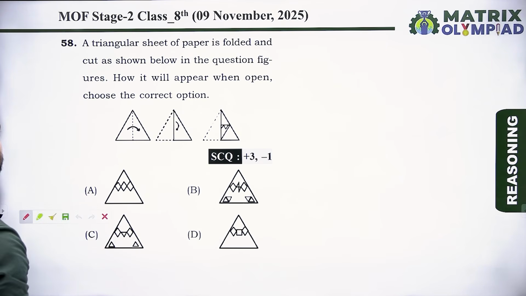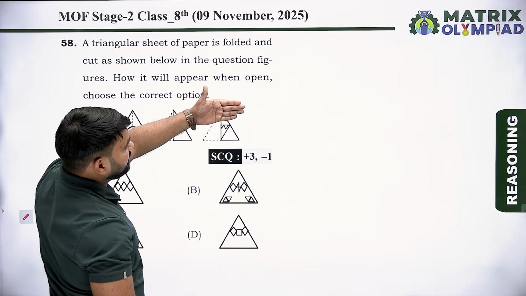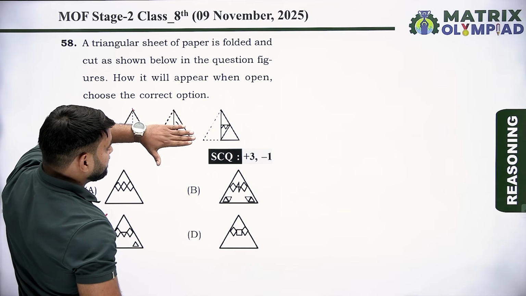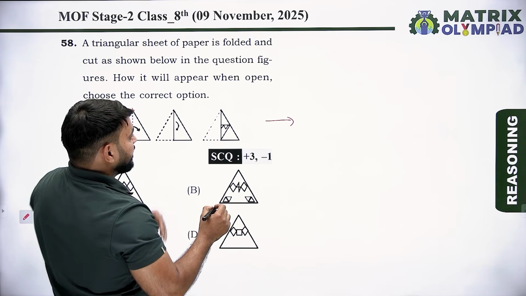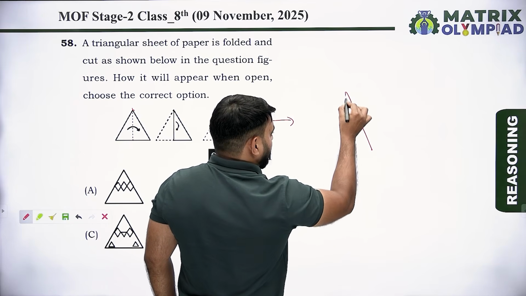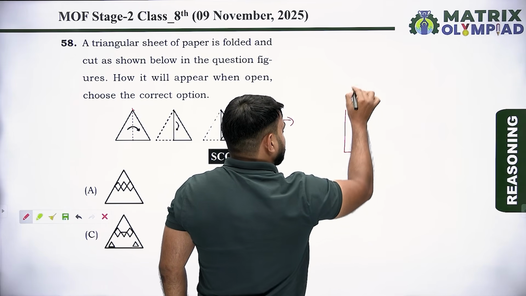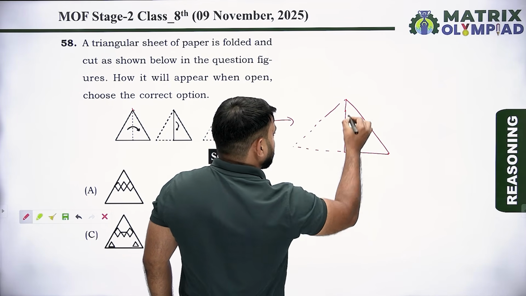So now the next question is question number 58. A triangular sheet of paper is folded and cut as shown below in the question figure. How will it appear when opened? Choose the correct option. So this sheet will be unfolded in this direction because this sheet has been folded in this direction. So first unfold this sheet in this direction. When this sheet is unfolded, then we get an image something like this.